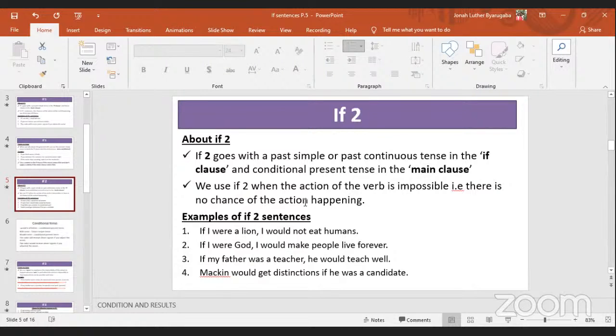Yes. Okay. So when we look at example 3, if my father was a teacher, my father currently is not a teacher, but he has a chance of becoming a teacher. So you cannot say "if my father were a teacher," because it is not impossible for your father to become a teacher. So that's why you see the differences coming in with which helping verb to use, was or were. Were means I am not and I will never be. Was means I am not, but I can be in the future. Okay?